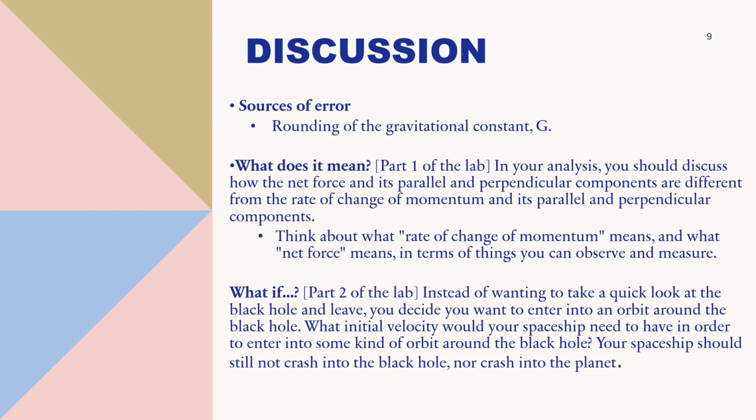Moving on to the discussion, we first have the possible sources of error. Since the lab is completely computational, there aren't a lot of possible errors. However, possible sources could be the rounding of constants, or the fact that our time step was short, so we didn't find a very accurate value of mass.